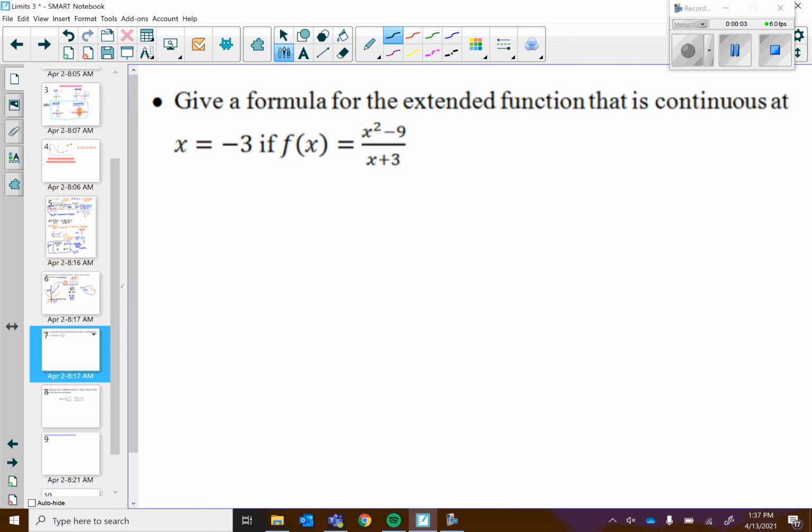Pre-calc, we get to do two quick little examples. They're basically the same examples we did in class, but just if you need a little refresher.